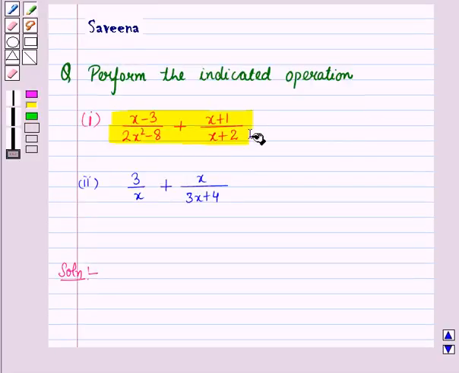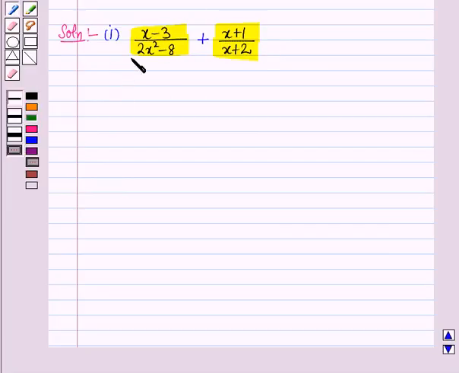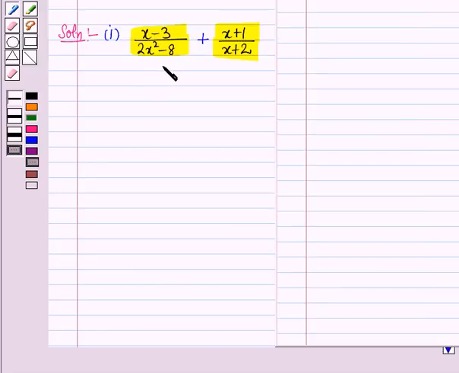Let us start with the first part. Now here we have to add the two rational expressions. Let us see the factors in the denominators. In the first expression, the denominator is 2x square minus 8. Now let us factorize it. Taking 2 common from both the terms, this will be equal to 2 into (x square minus 4) the whole.